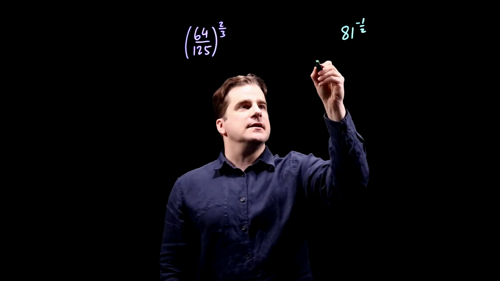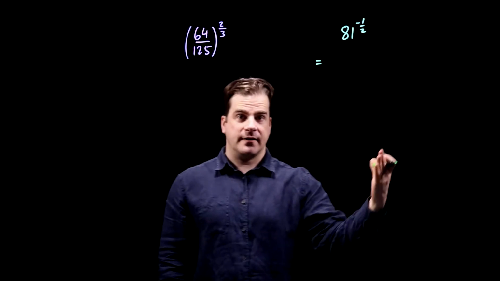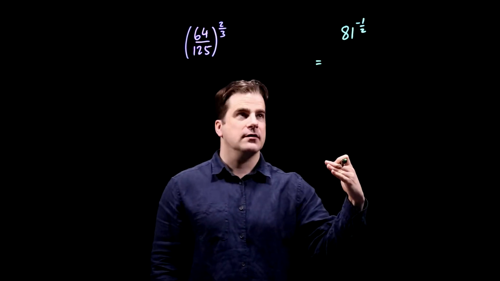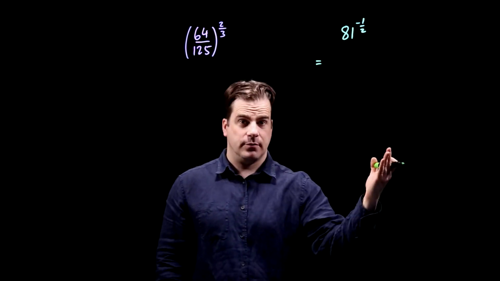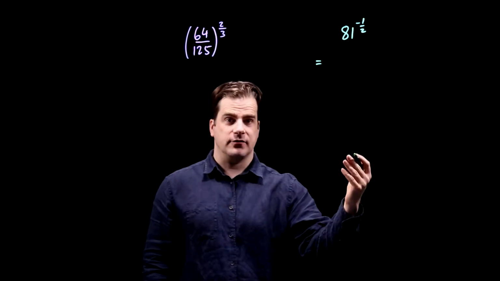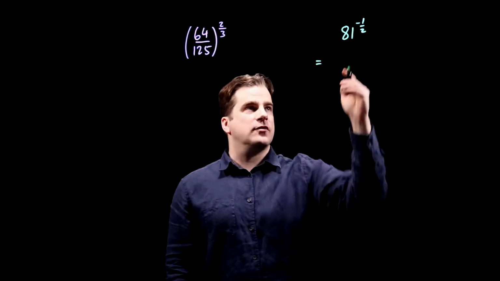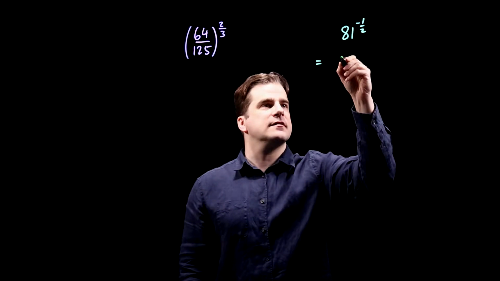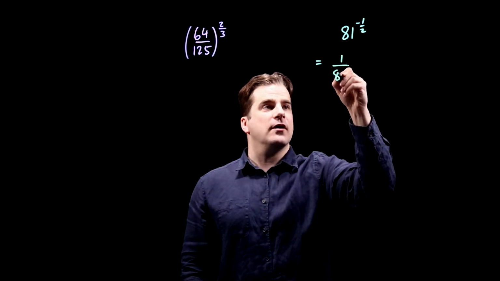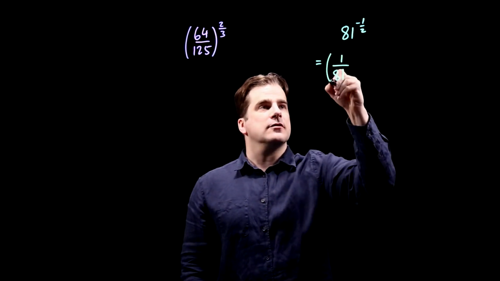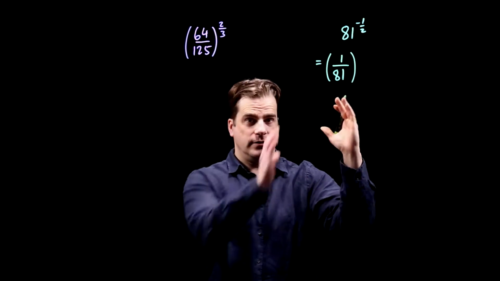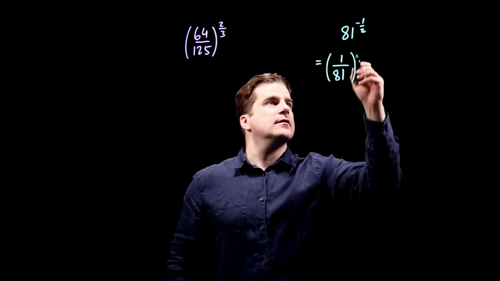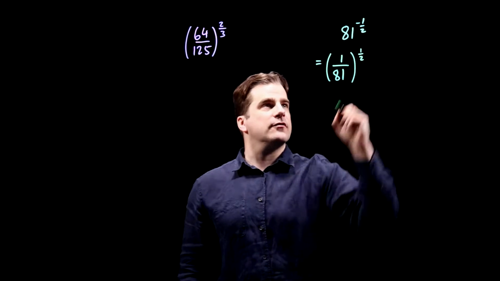Anything to a negative power means 1 over the thing to a positive power. In other words, take the inverse. So 81 to the power of minus a half is the same as 1 over 81, the whole thing, so introduce brackets, to the power of a half.